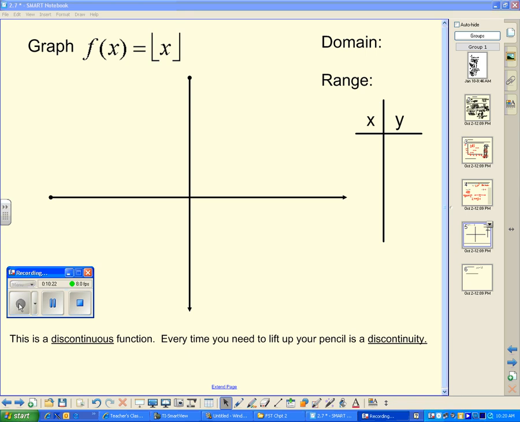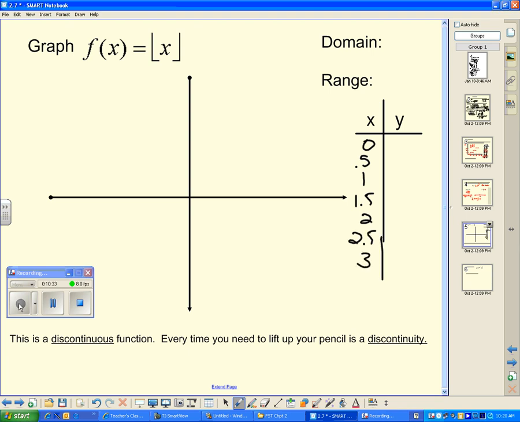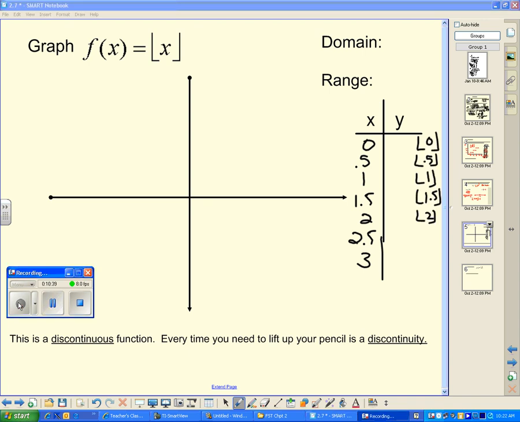So let's make a table. Let's put in 0, 0.5, 1, 1.5, 2, 2.5, and see if we can figure out what this thing looks like. And you guys already should have kind of an idea. But you guys find the y-coordinates and then graph it. Okay, I think most of you guys are getting this. The idea is that you're rounding down.